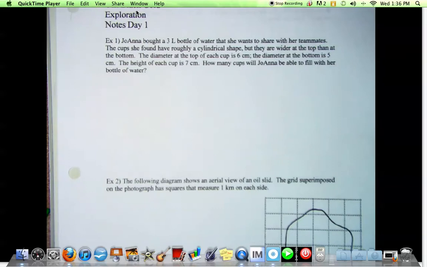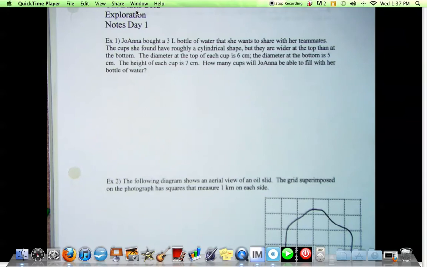Alright, so first question. Joanna bought a 3-liter bottle of water that she wants to share with her teammates. The cups she found have roughly a cylindrical shape, but they are wider at the top than at the bottom. Diameter at the top of each cup is 6 centimeters. Diameter at the bottom is 5 centimeters. Height of each cup is 7 centimeters. How many cups will Joanna be able to fill with her bottle of water?